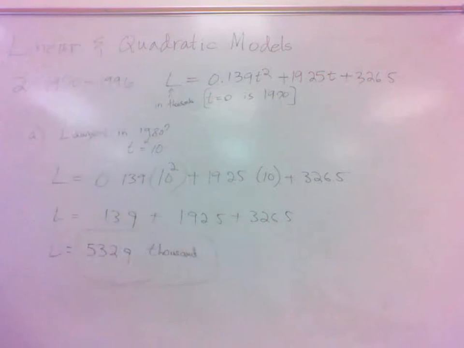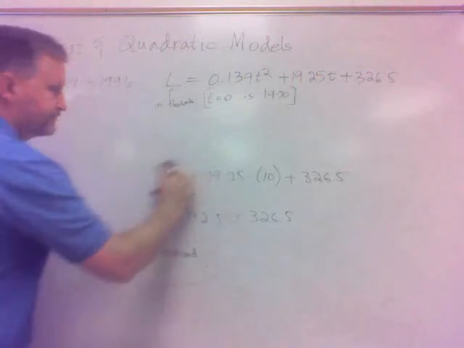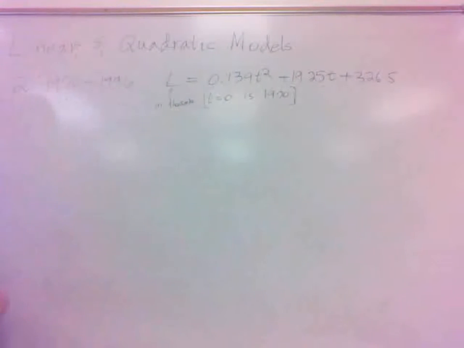So 532, basically 533,000 lawyers in the year 1980 by this model. All right? Okay, well, let's tackle the last problem there on the handout. B part.